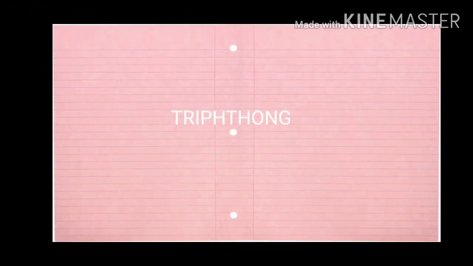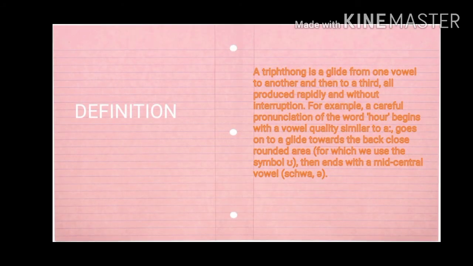Okay, my name is Muhammad Afif Bajibar and I will continue this discussion. So now we are moving to triphthong. So what is triphthong? A triphthong is a glide from one vowel to another and then to a third, all produced rapidly and without interruption.